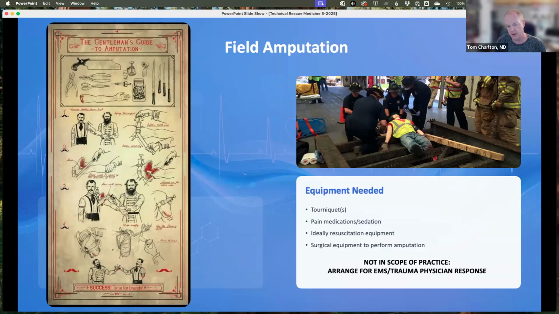And then it's on us and the hospital to take this person back to the operating room once they get there, so that we can refine this, because obviously using a Sawzall is not the best. It's not going to be sterile. The equipment is not designed to do this.